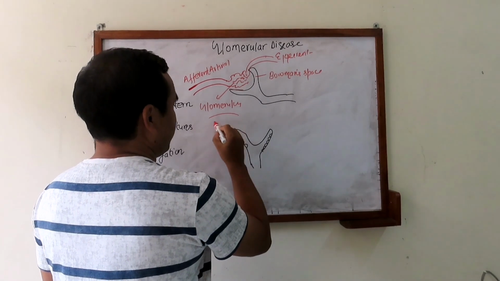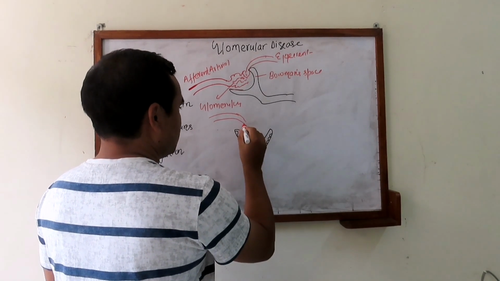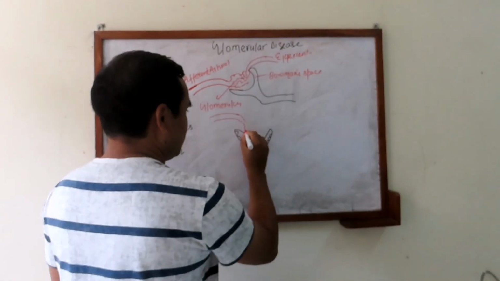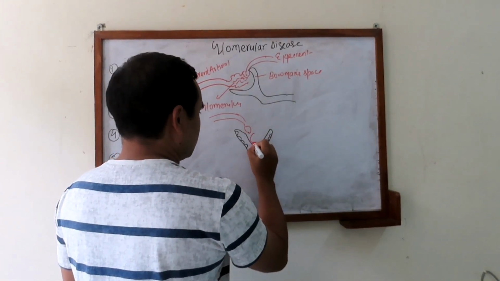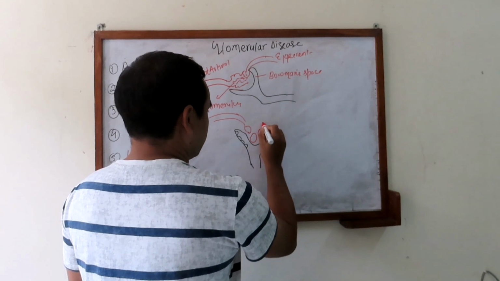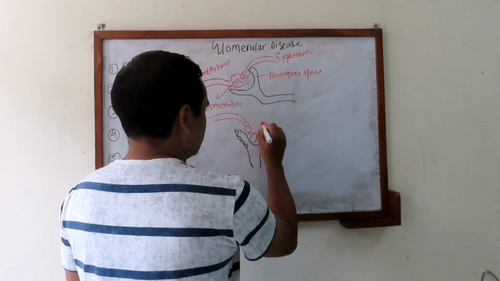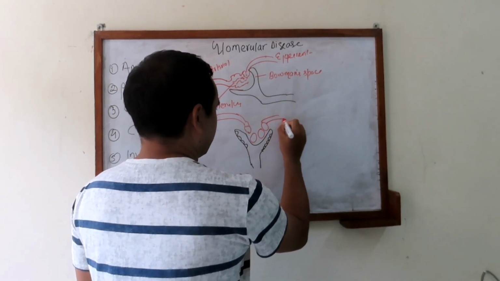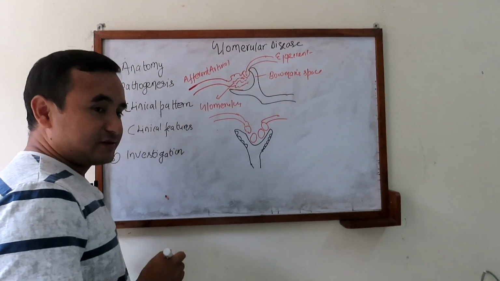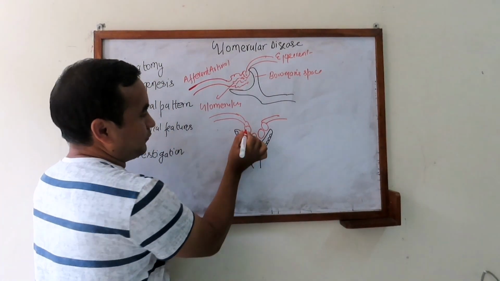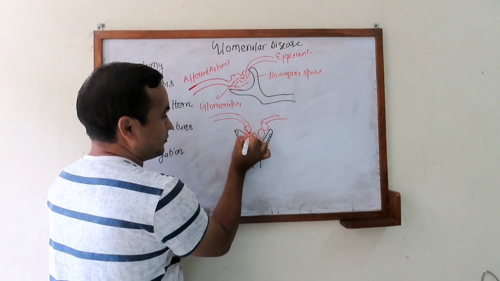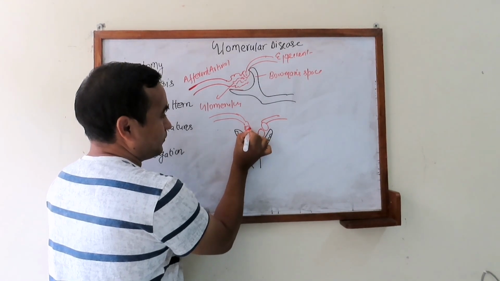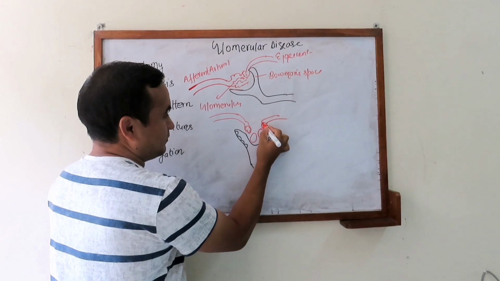If this is the afferent arteriole here, then there is the tuft of capillaries lining over here. This is one tuft of capillaries, this is another tuft of capillaries, and another. This tuft of capillaries is lined by the endothelium. This is endothelium.